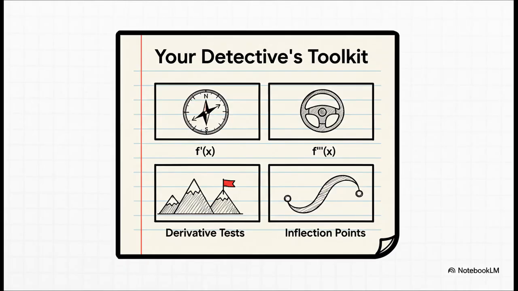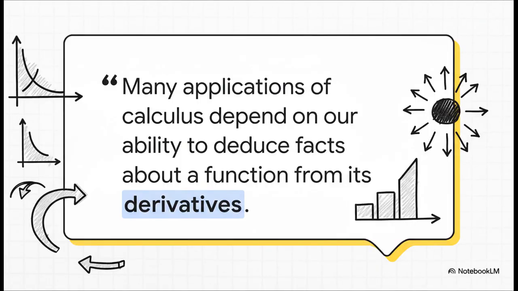So let's just recap the powerful toolkit you've basically just unlocked. The first derivative reveals direction. The second derivative reveals the curvature. The derivative tests let you pinpoint the peaks and valleys, and inflection points mark exactly where the curve's fundamental shape changes. And look, this isn't just some neat classroom trick. As the source material itself says, so much of what makes calculus useful in the real world depends on this exact skill, this ability to understand a function's behavior just by investigating its derivatives.